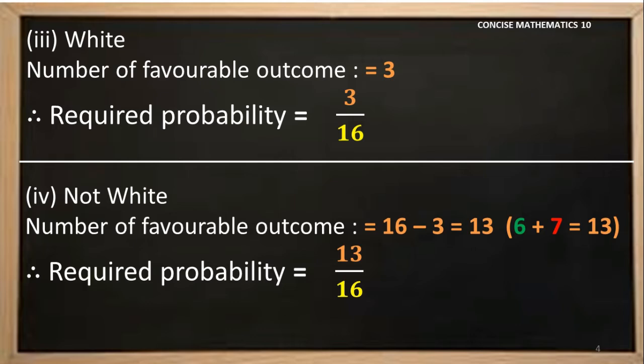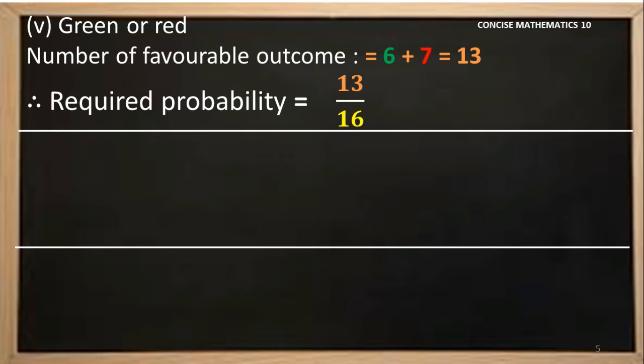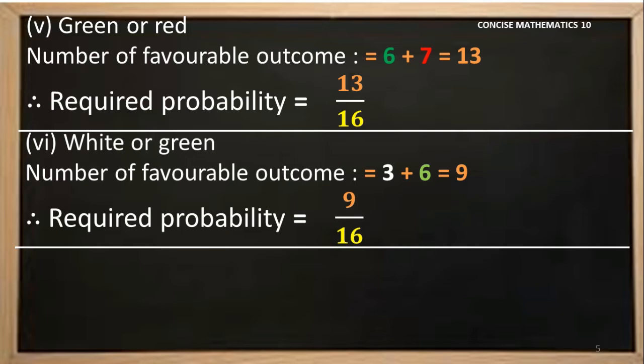Sub-question 5 is, find the probability that the ball chosen is green or red. When there is a condition called or, there is a choice. So we need to consider the total number of green balls as well as the total number of red balls. Hence the sum is 13 and the probability is 13 by 16. Next question, white or green. So consider the total number of white balls and the total number of green balls. The sum is equal to 9 and the probability is equal to 9 by 16.